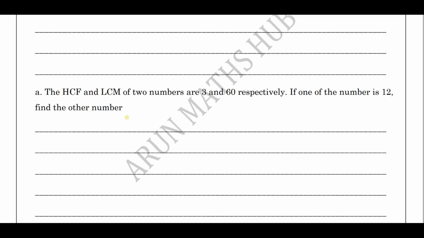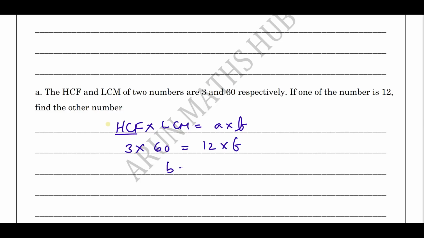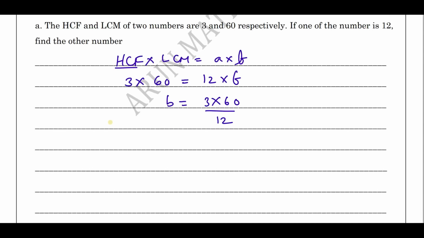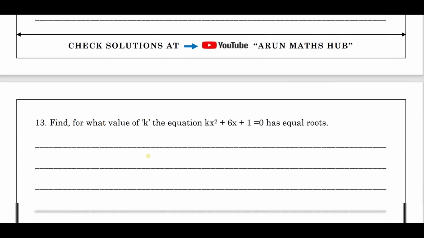The HCF and LCM of two numbers are 3 and 60. If one of the numbers is 12, find out the other number. We know that HCF into LCM equals product of two numbers, A into B. HCF is 3, LCM is 60. They have given one of the numbers 12. We should find out the value of B. Now B equals 3 into 60 by 12. 12 fives are 60. 3 fives are 15. So a similar question for 1 mark can also be asked.